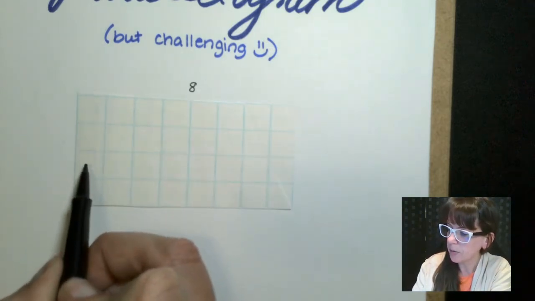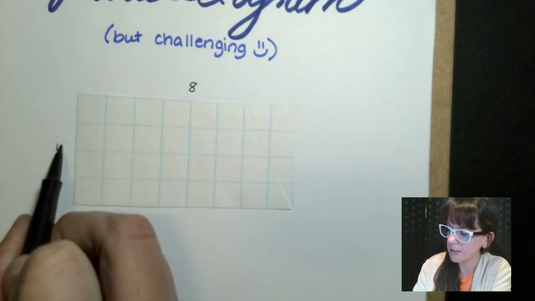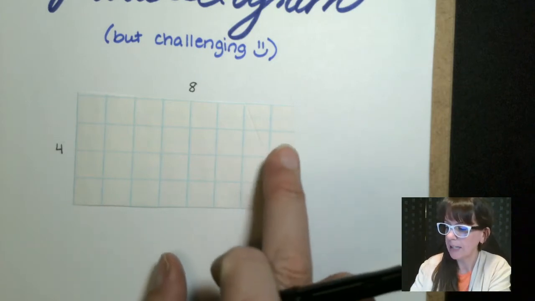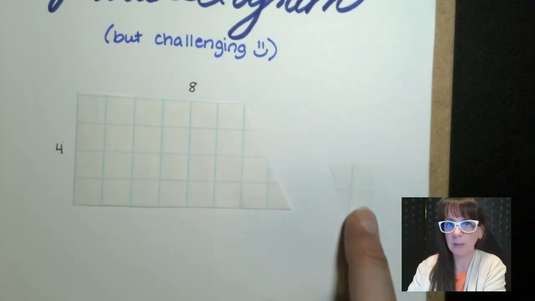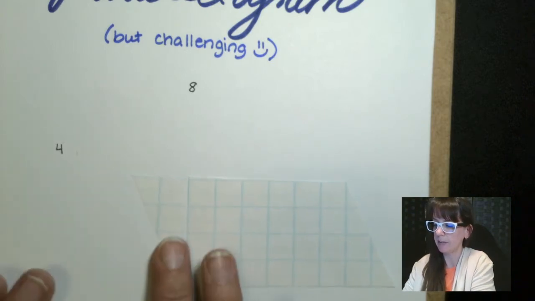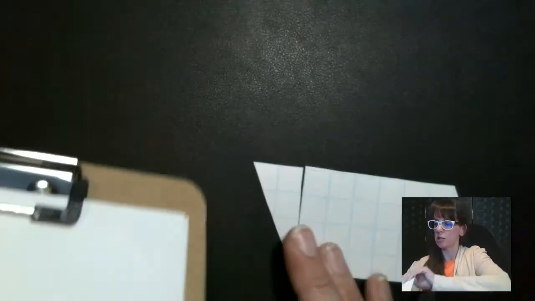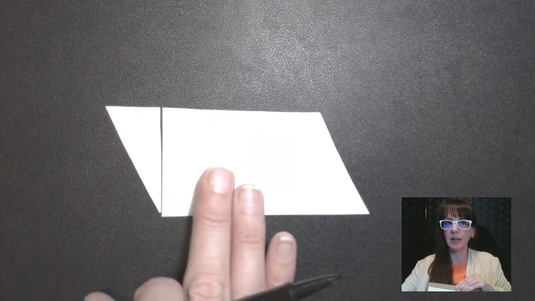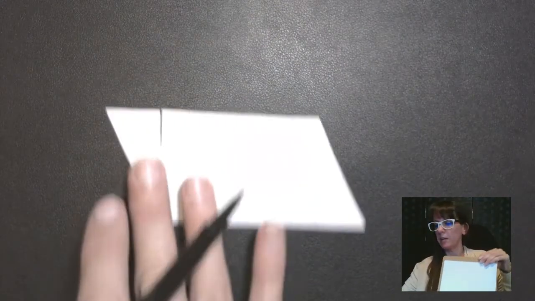1, 2, 3, 4 on this side. So the area of this rectangle is 32 units, right? 8 times 4. Now I'm going to take this guy right here and I'm going to slide it over. And in fact, if I put it on the black so you can see a little bit better. Maybe on the white was a little bit better.